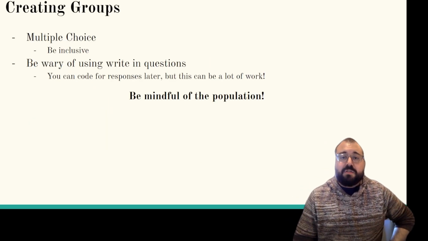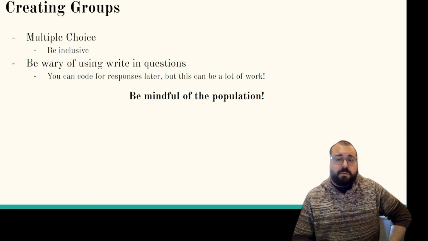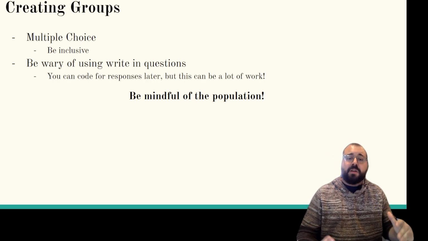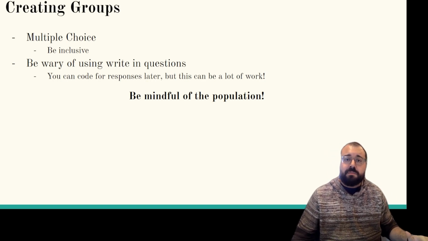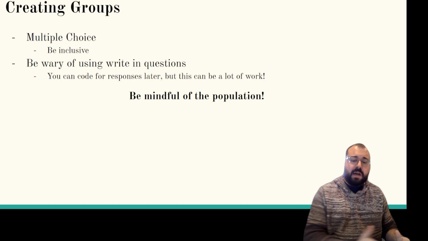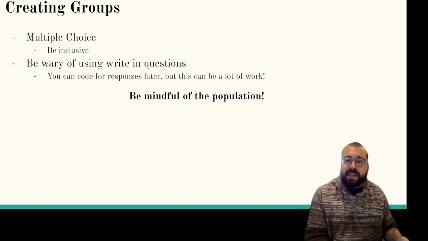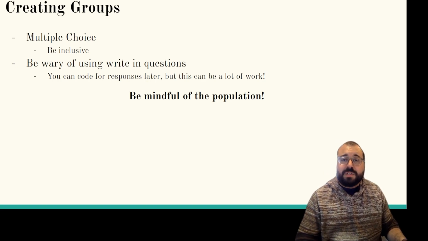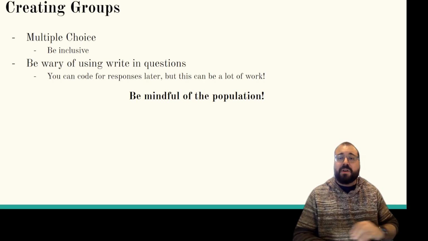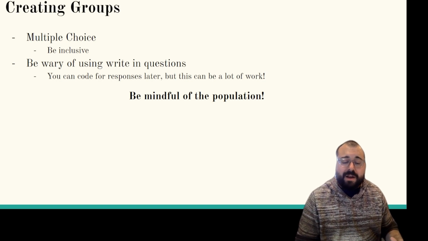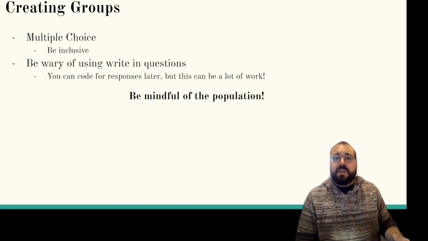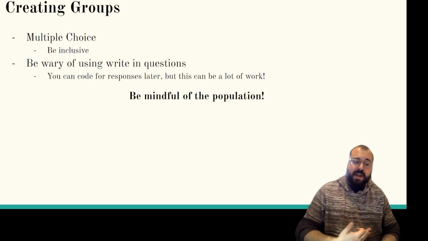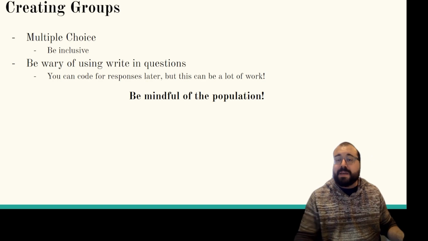Now let's talk about how to create groups. This is a little easier. For the most part, just make a multiple choice question, but kind of like we talked about earlier with gender, make sure you're inclusive, make sure you give everybody a box that they can check or they can put in an other box. And if you're using write-in questions where people are going to type the answer, be very wary of doing that. Using write-in questions for variables is fine because it's going to vary. You're going to have lots of different options for typing in numbers, right?